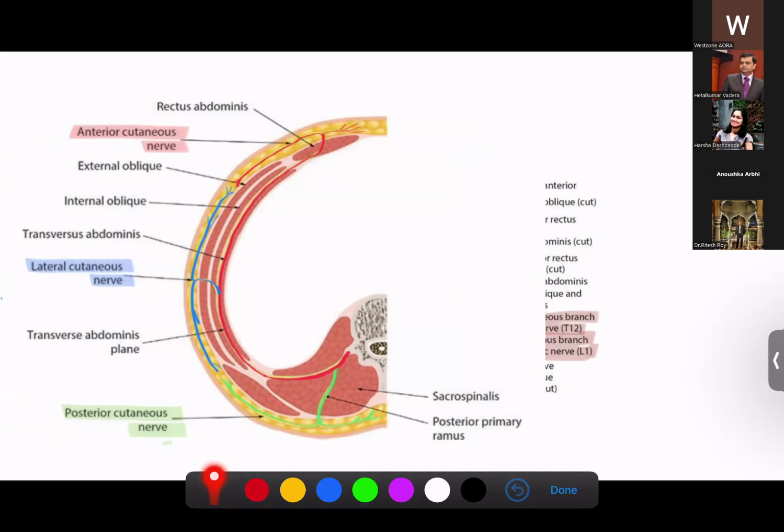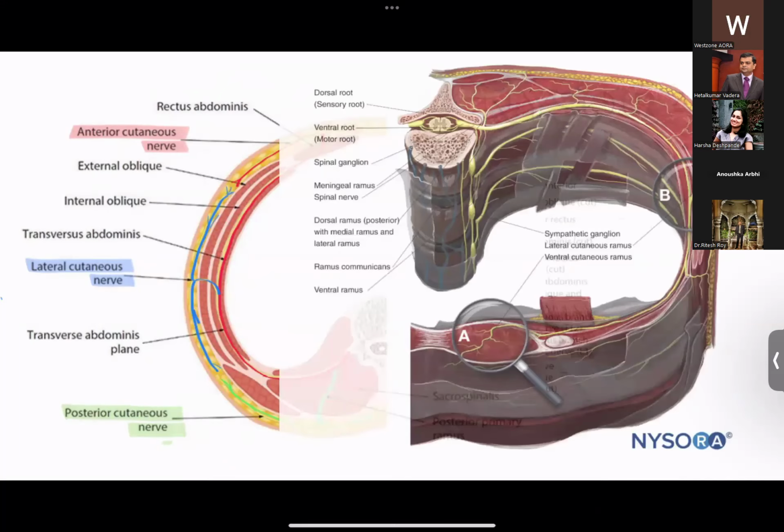Each thoraco-abdominal nerve after its origin divides into a ventral and a posterior primary ramus. The posterior primary ramus travels through the paraspinal muscles, comes into the subcutaneous tissue, and gives off the posterior cutaneous nerve. This supplies the back. Then the ventral primary ramus continues into the transversus abdominis plane. At the mid-axillary line, it gives off the lateral cutaneous nerve, and it continues and enters the posterior rectus sheath, then the rectus muscle, and gives the anterior cutaneous nerve. The same is seen in this diagram.